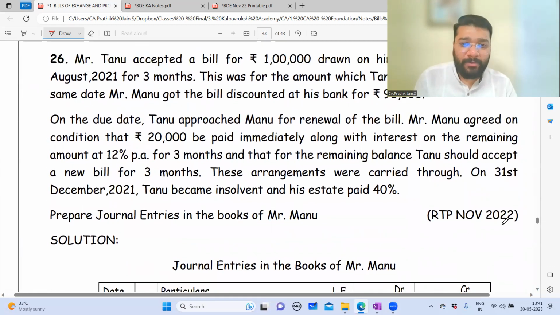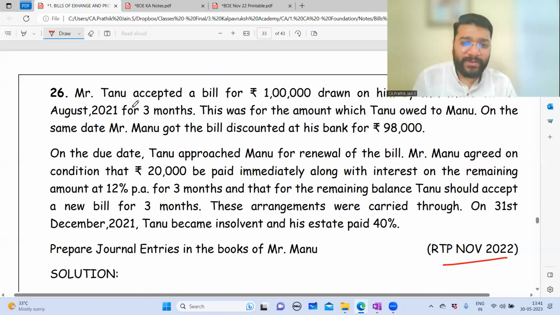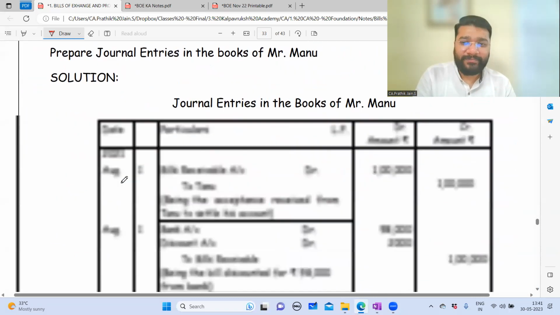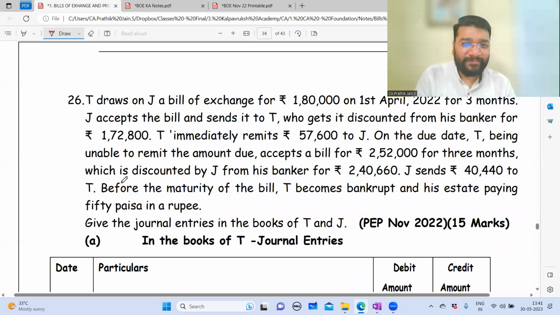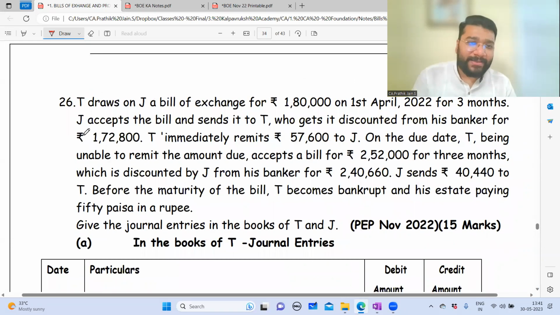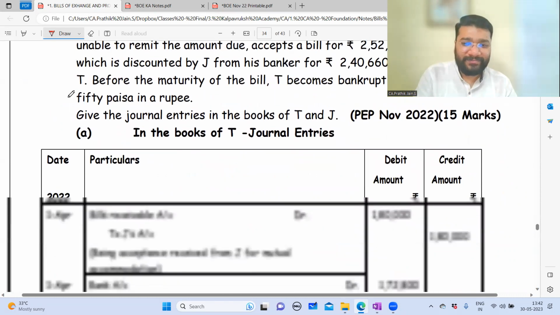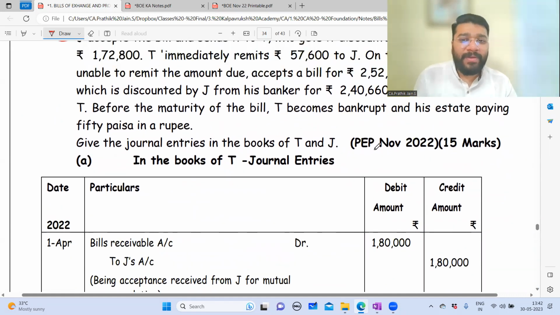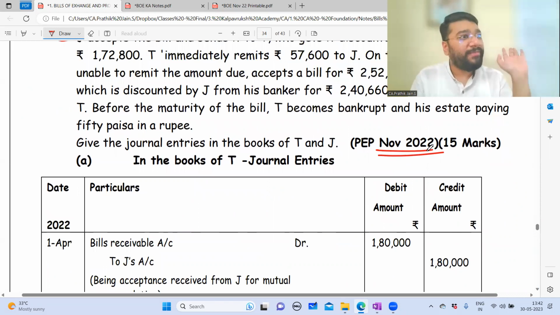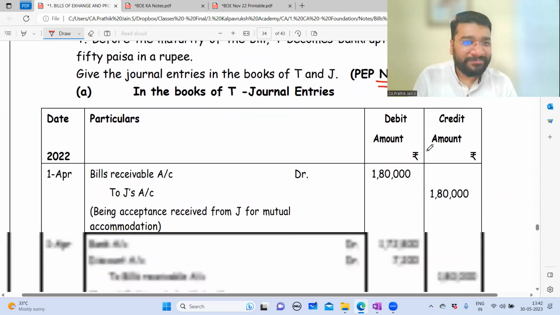26th question, RTP number 22 question. Jujube question. Homework. This is also 26. How come 26, 26 two possible? Homework. Jujube question. November 22 examination. This is December 22. Last batch students know who got 95. This paper only.